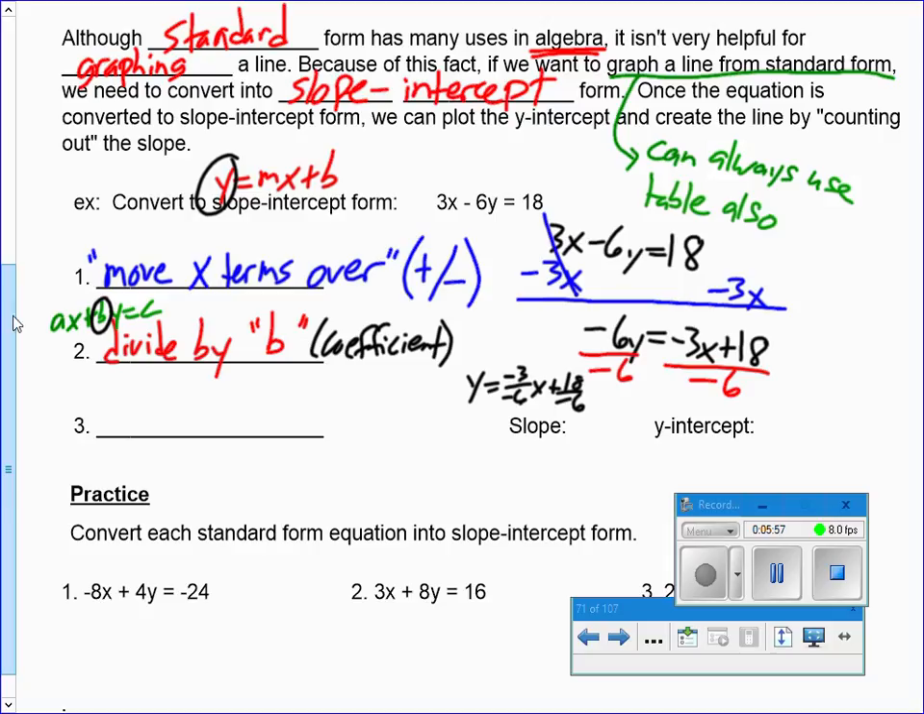So our last step, like always, is let's simplify this. -3 over -6, negative over negative is positive, 3 over 6 is 1/2. 18 divided by -6, positive divided by negative is going to be a negative, and that's -3. So the final answer in slope-intercept form is 1/2 x minus 3. Or we can also write that as x over 2 minus 3. You'll see it both ways when you get to Math 2.